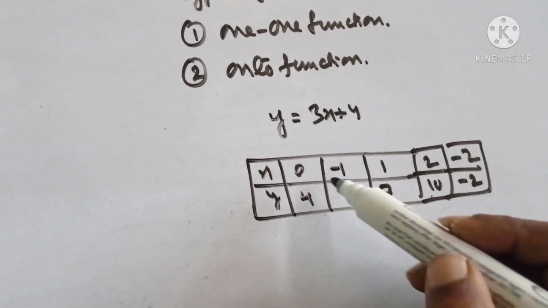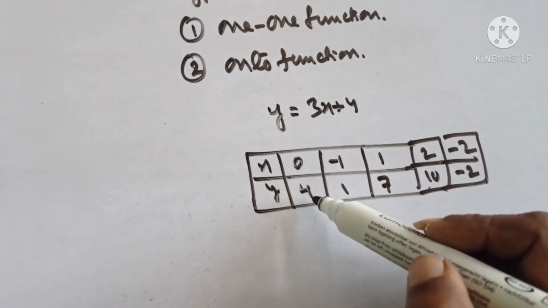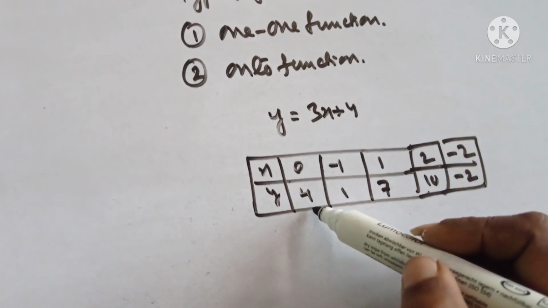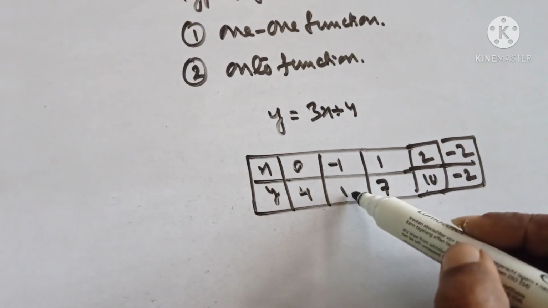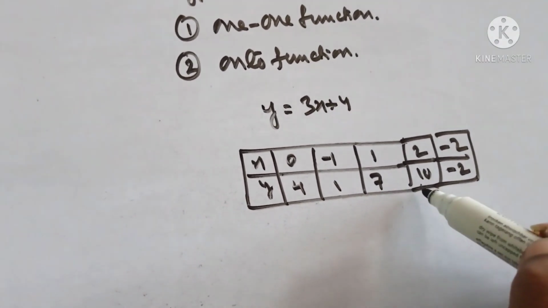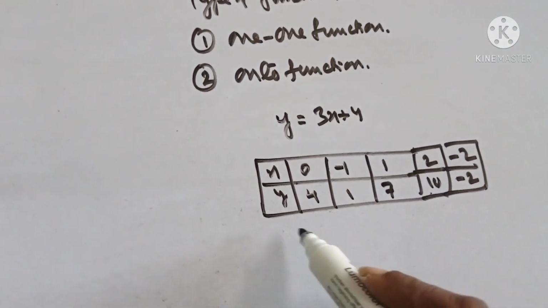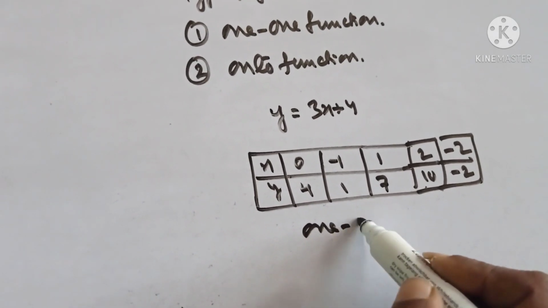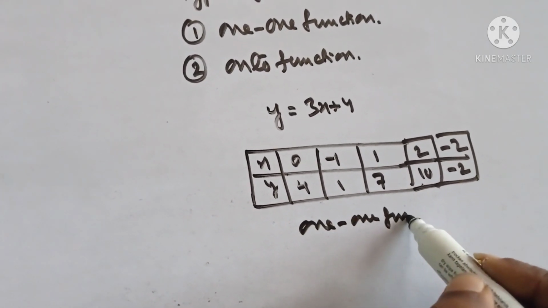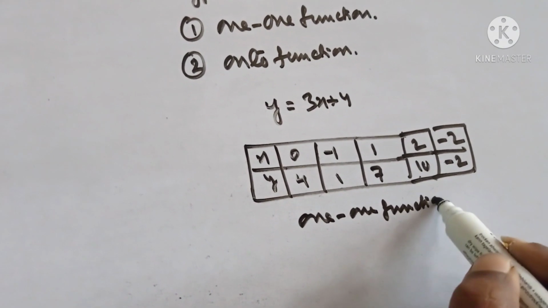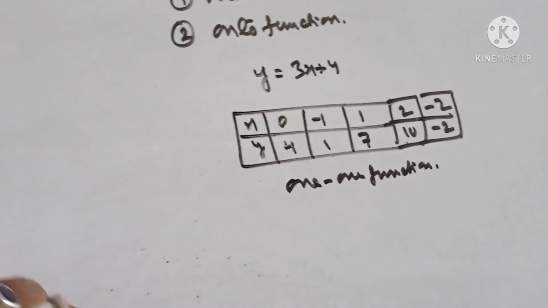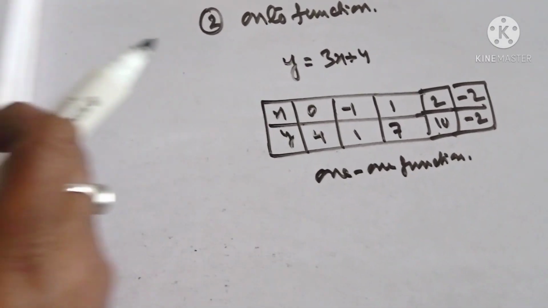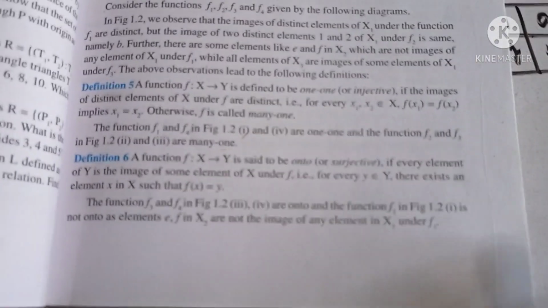So for different values of x, you are getting a unique value of y. So this is a one-one function. We can say that this is a one-one function. Now, this definition is given in your textbook.